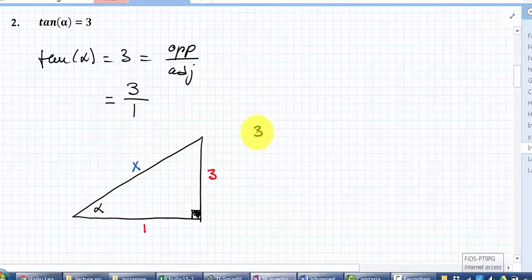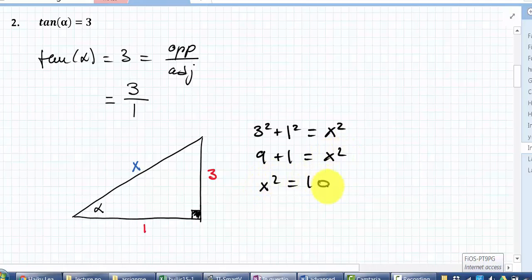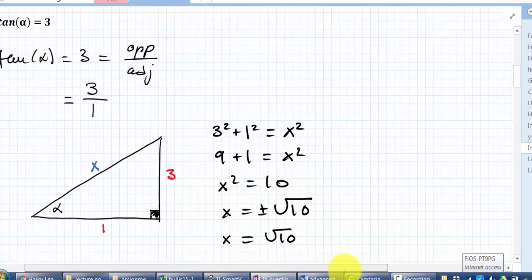So we have that 3 squared plus 1 squared equals x squared. So that means that 9 plus 1 equals x squared. So x squared equals 10. x equals plus or minus square root of 10. Now, because we're working in a triangle, x is a length, it has to be positive. So x equals square root of 10. That's it. So now I can easily write the cosine and the sine.